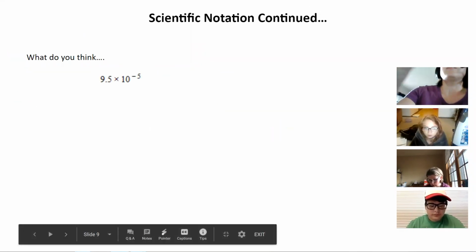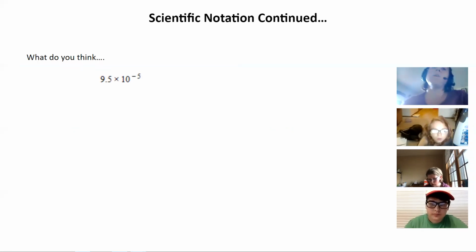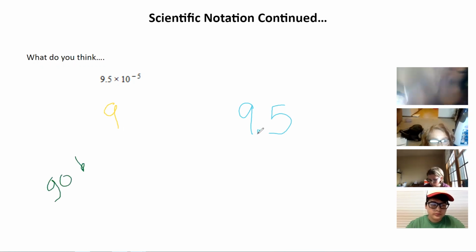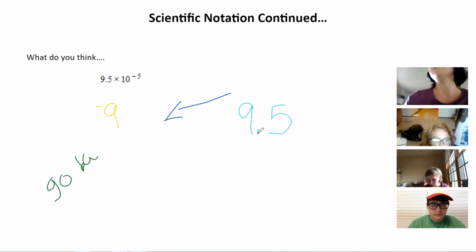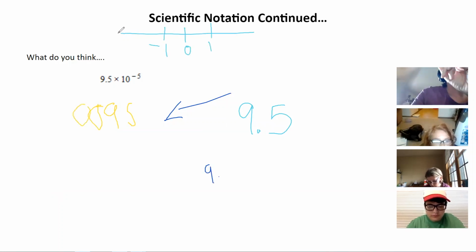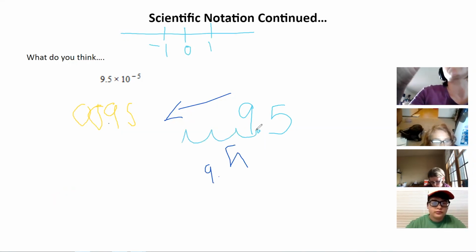All right. Now, what do you think we're going to do for this number? We have 9.5 times 10 to the -5. What am I going to do? What does that -5 mean? We're gonna go back 5. Yeah, we're going to go backwards 5 toward the negative area. Think the negative side on the number line. Here's the number line. So we're going to go -5 in the negative direction. 1, 2, 3, 4, 5.